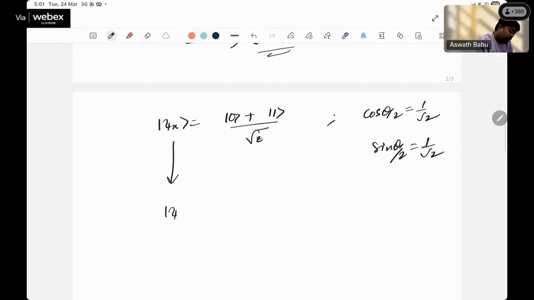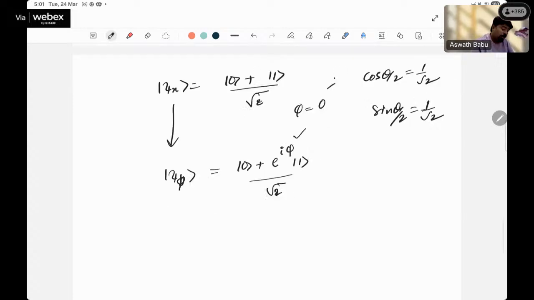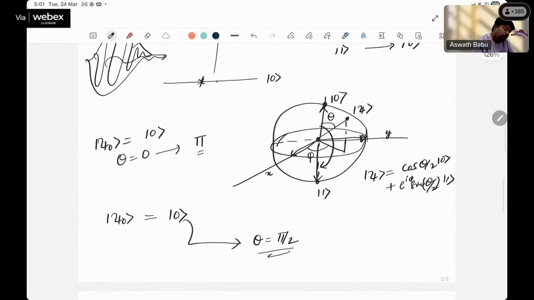Now I want to make it become 0 ket plus exponential i phi 1 ket divided by square root of 2. So initially, what is the phi value? Initially, the phi value here is 0. I'm pointing along the x-axis. I want to point to any other value. Let's say I want to introduce an extra phase between 0 ket and 1 ket. What should I do? I have to rotate the quantum system from the x direction to any other direction on the equatorial plane. It can run between phi value 0 to 2 pi. Any value.